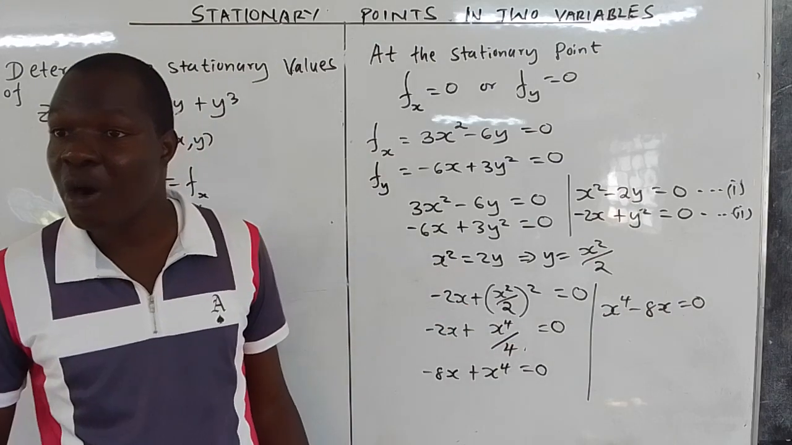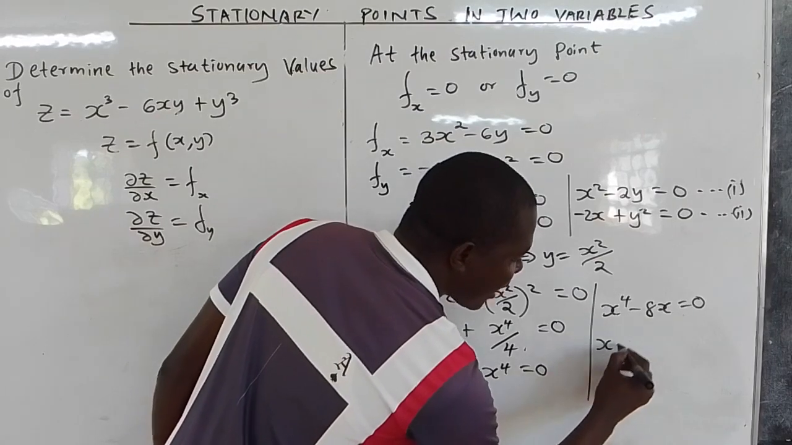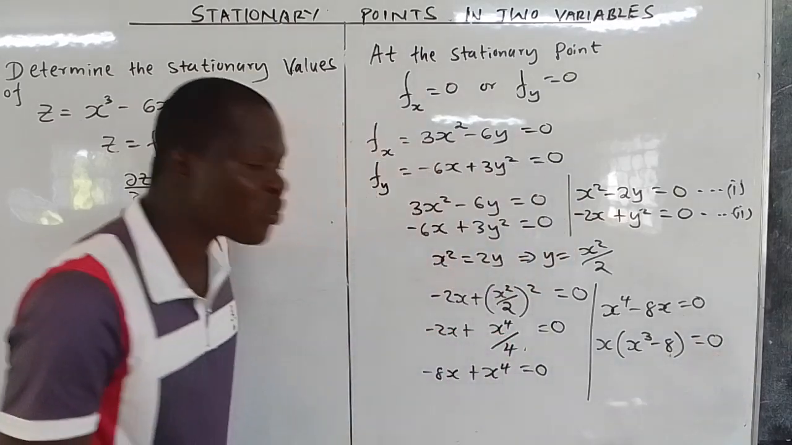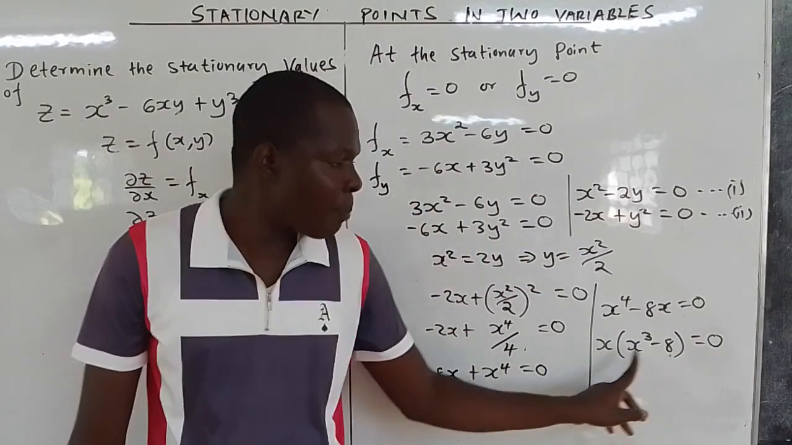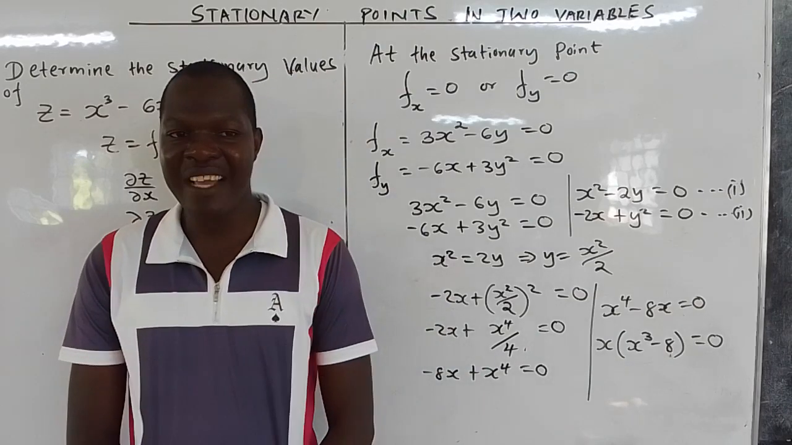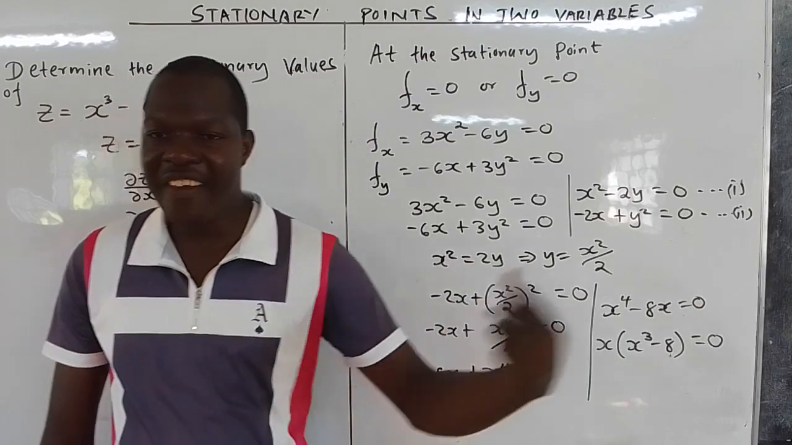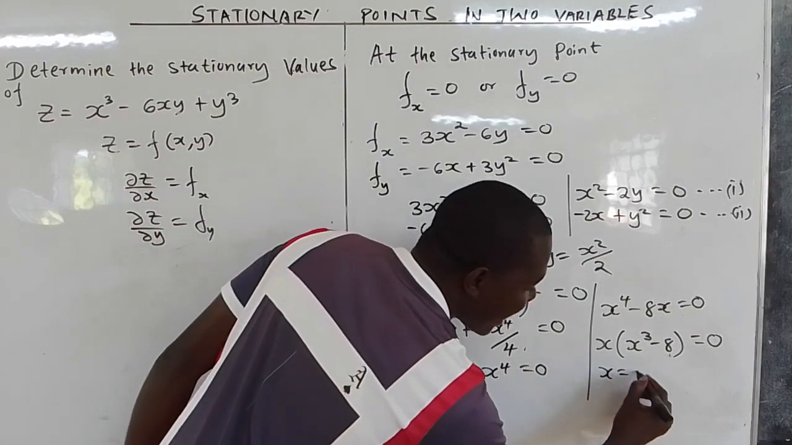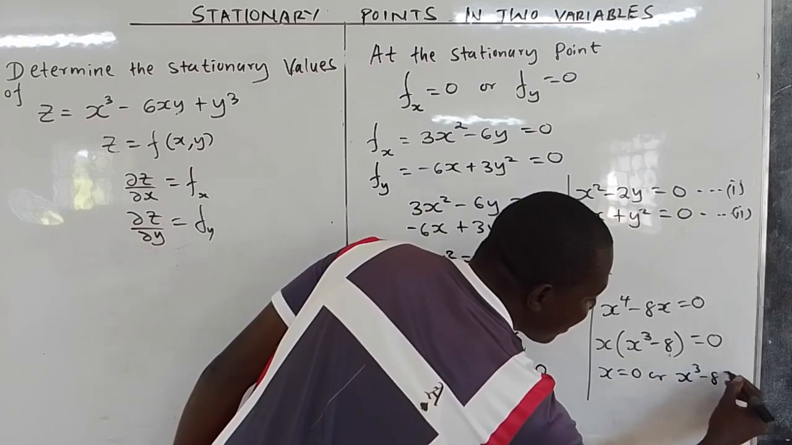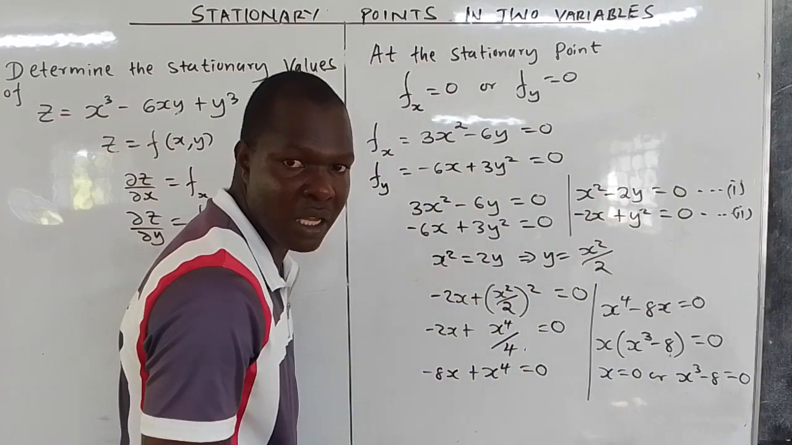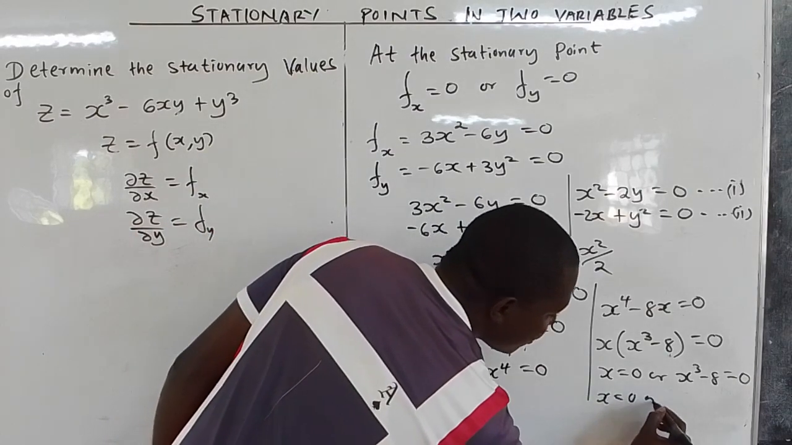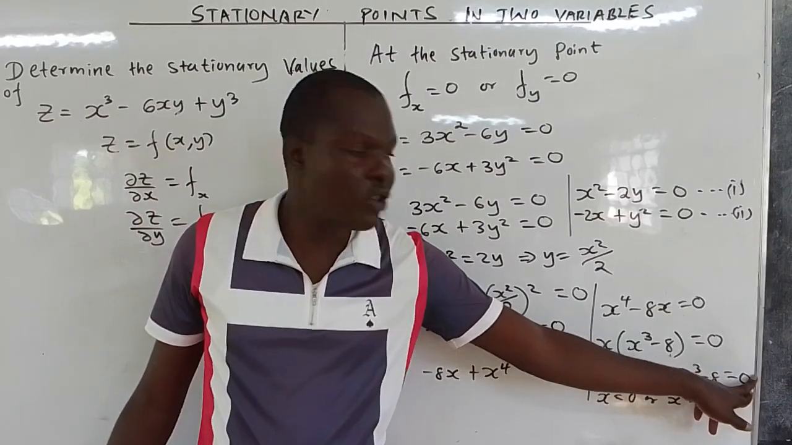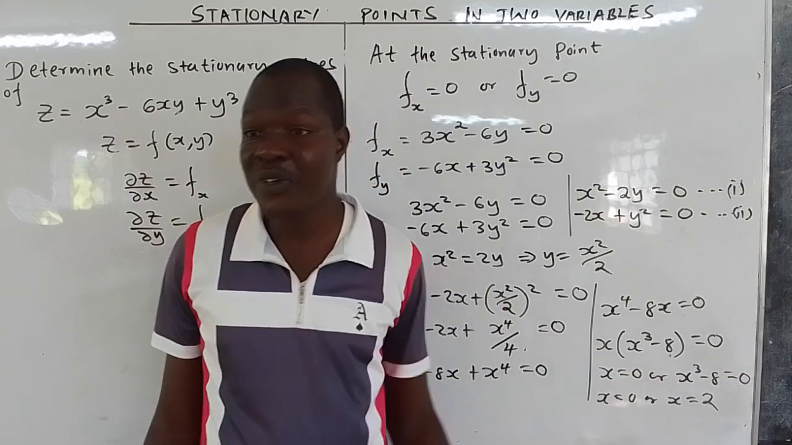You can factorize out the common factor. If you factorize x outside, you get x into x raised to power 3 minus 8 is equal to 0. Now, if you have a product of two factors to be 0, what does that imply? It implies either the first factor is 0 or the second factor is 0. So either x is 0 or x cubed minus 8 is 0. Are we together? So what do you get? It means x is 0 or x cubed is equal to, negative 8 going the other side becomes positive 8. So for you to get x, you find the cube root on both sides.